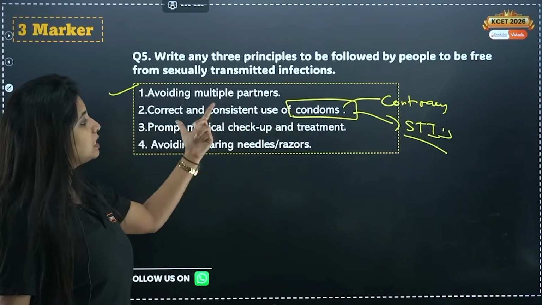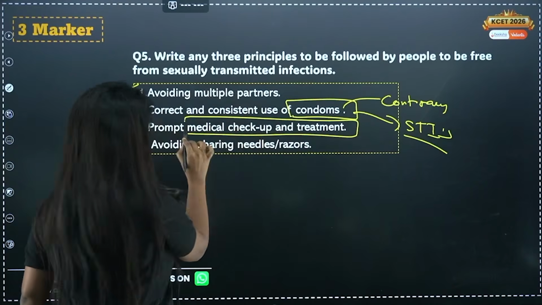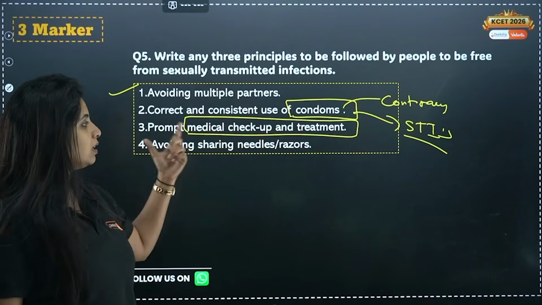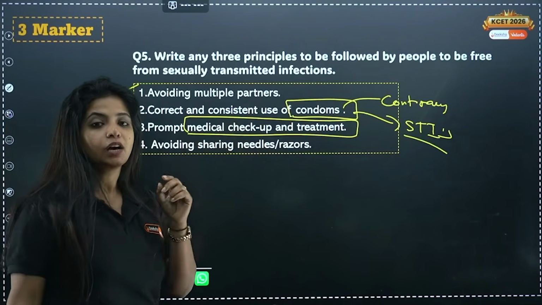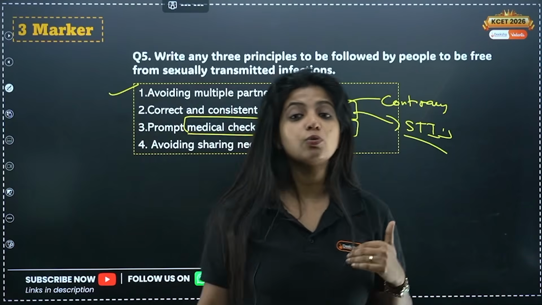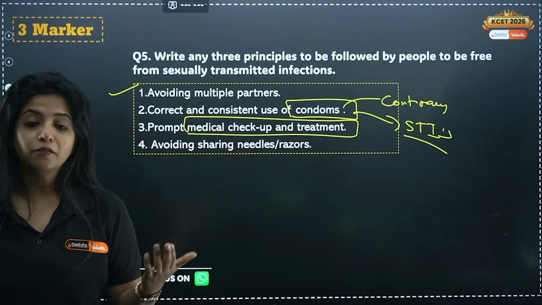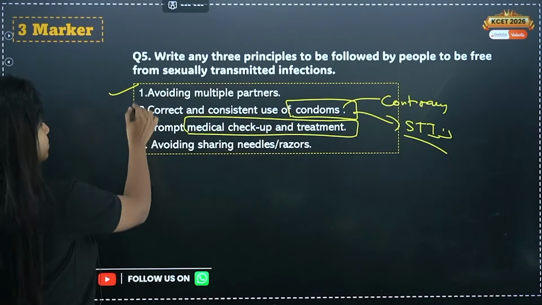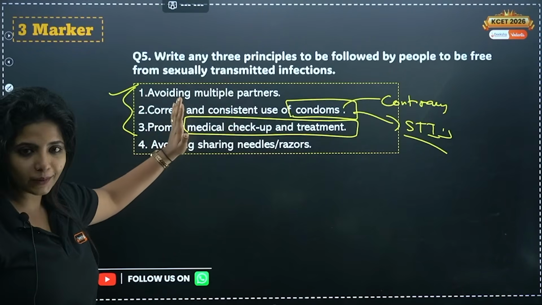Now, prompt medical checkup as well as treatment. Okay, medical checkup as well as treatment has to be done. That is also one very important thing. Next is avoiding sharing needles as well as razors, because some STIs, I'm telling you only some, okay, a few STIs can also be transmitted through other fluids rather than just the sexual fluid, genital fluids. Apart from that, you have blood and everything. It can be spread through that also. But these 3 are strictly given in your NCERT. Please write them down. Okay?